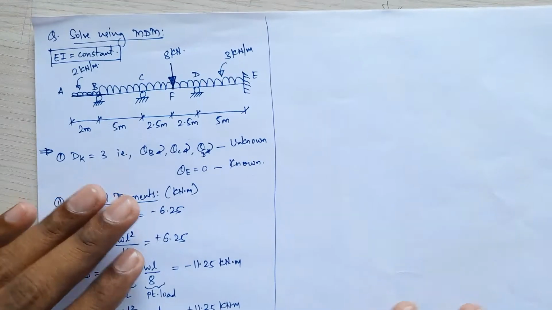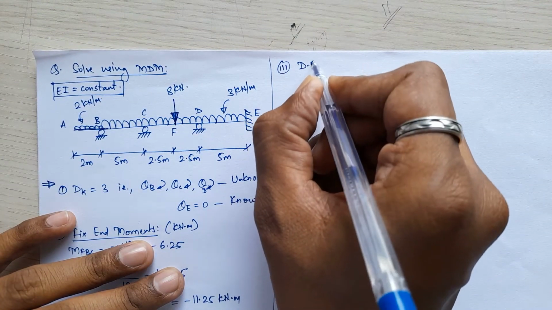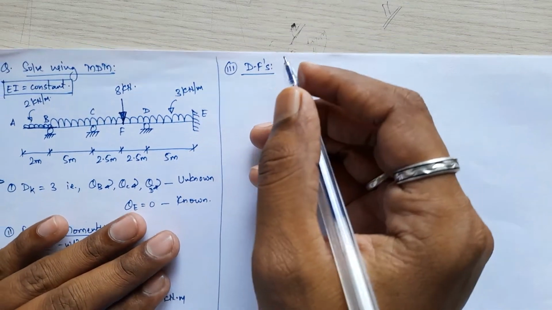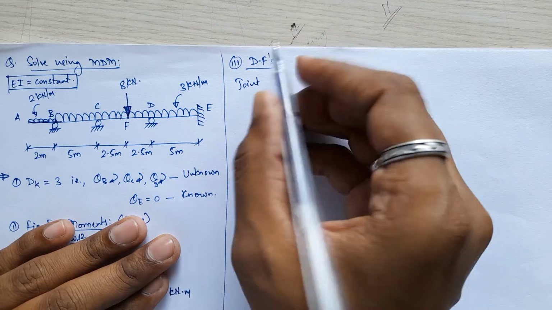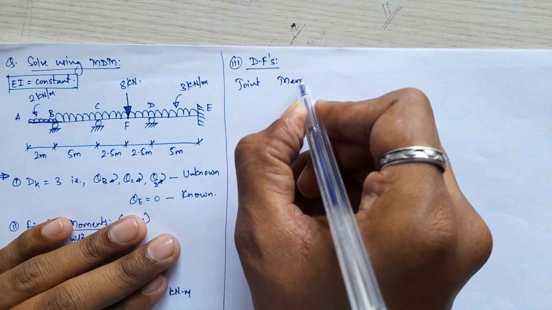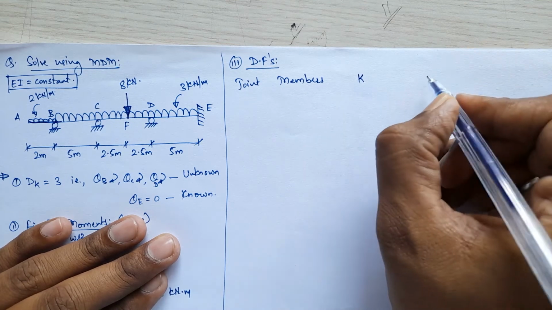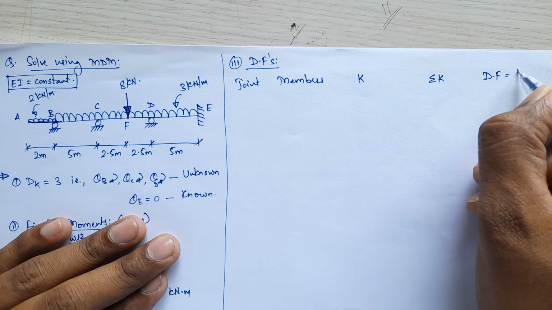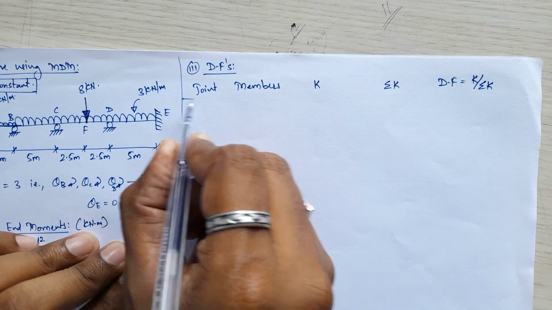Then next, step number 3, you have to calculate the distribution factors. For distribution factors we have seen the table. In the table your first column is what? Your joint. Second column is your members meeting at that joint. Next is relative stiffness K. Next is total stiffness, summation of K, and last is DF, equal to K divided by summation of K.